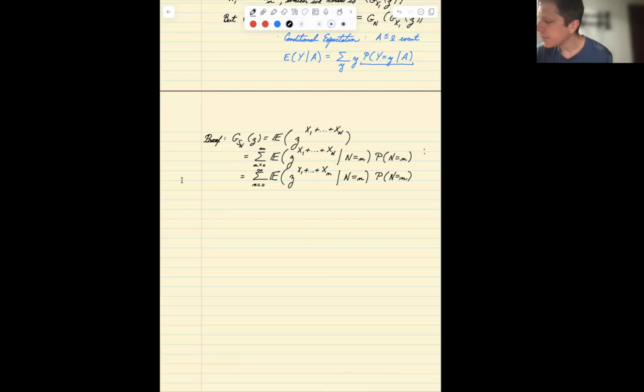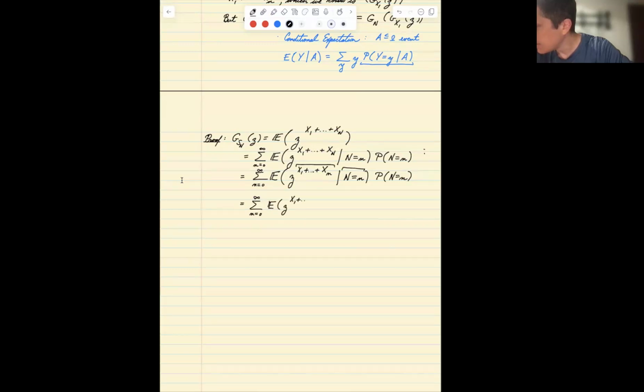But now what? Well, notice that the random variables over here are independent of the random variable over here, right? We've assumed that the X's are independent of N. So what does that allow us to do? That allows us to drop the condition, right? When a random variable is independent of another, the conditional probability of the random variable on the other is no longer conditional. We can drop the condition.